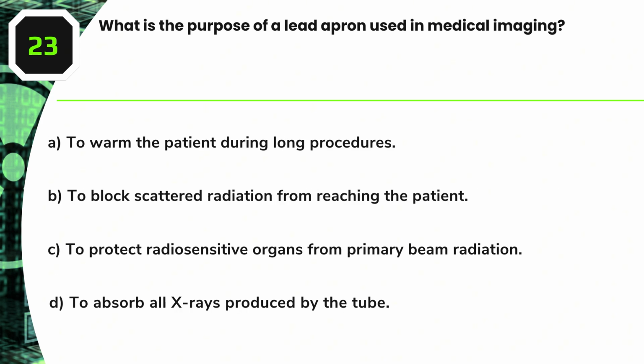Question 23. What is the purpose of a lead apron used in medical imaging? A. To warm the patient during long procedures. B. To block scattered radiation from reaching the patient. C. To protect radiosensitive organs from primary beam radiation. D. To absorb all X-rays produced by the tube.